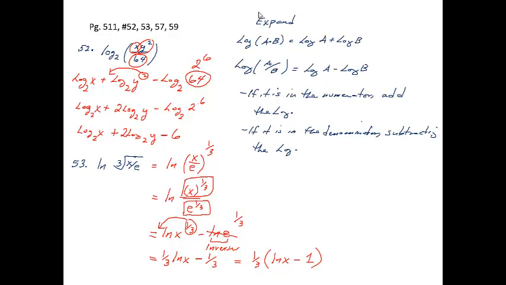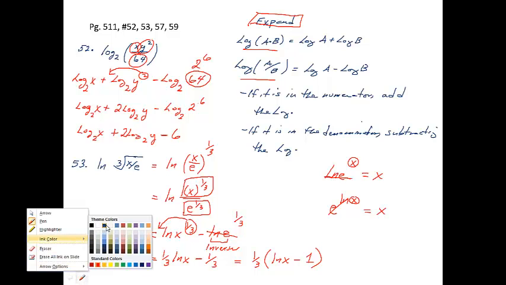Okay, so when it asks you to expand, you need to remember these formulas, these properties basically. And also do not forget that the natural log of e to the x power is just x. And e raised to the natural log of x is just x. These are inverses, so they cancel each other out, and you're left with just the argument here, or just the power there. Alright, let us move on to number 57.